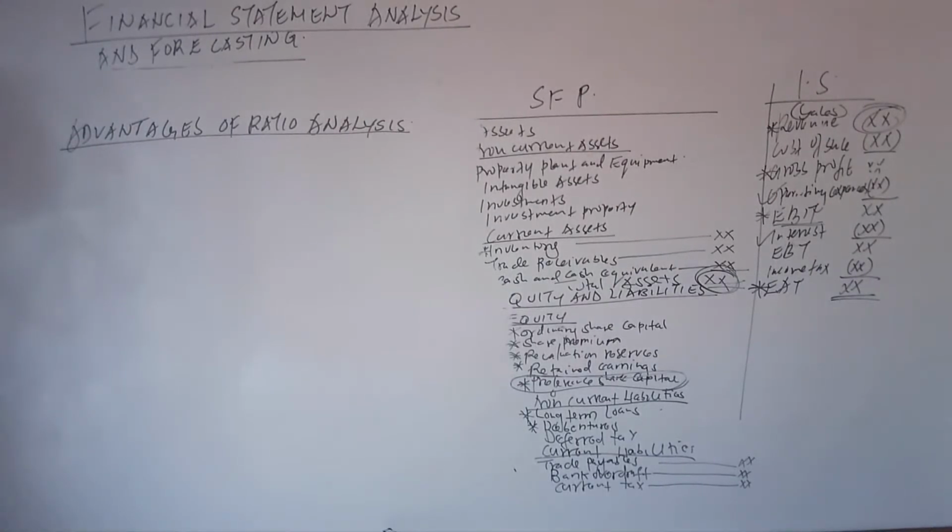Then number 5, used to compare the performance of the company with that of competitors, i.e., cross-sectional analysis.